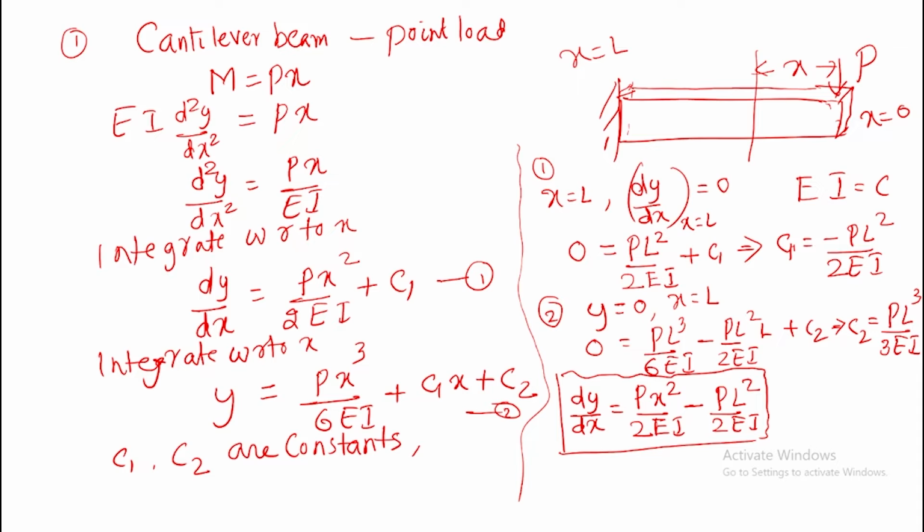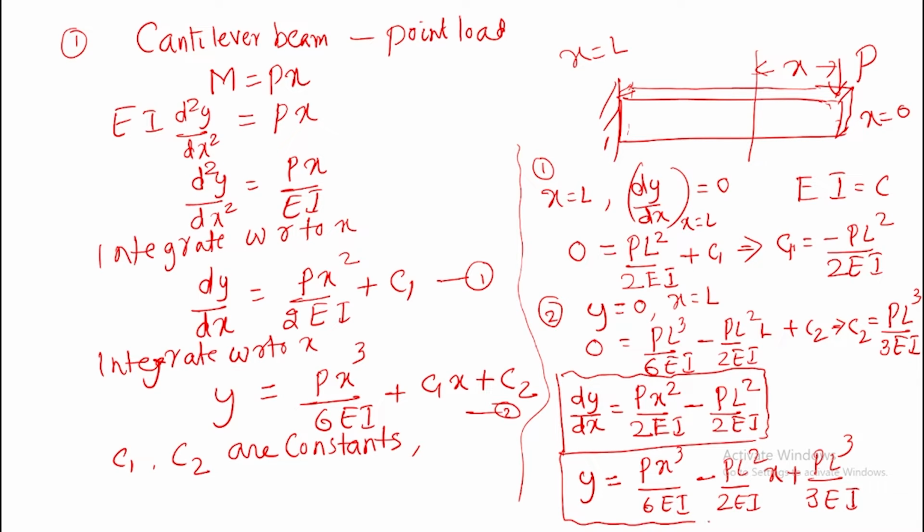Similarly, substitute C1 and C2 in the second equation, so that we get the deflection equation: y is Px³/6EI minus PL²/2EI into x plus PL³/3EI. This is the second equation. So we got the slope and deflection equations for a given structure, the cantilever beam.